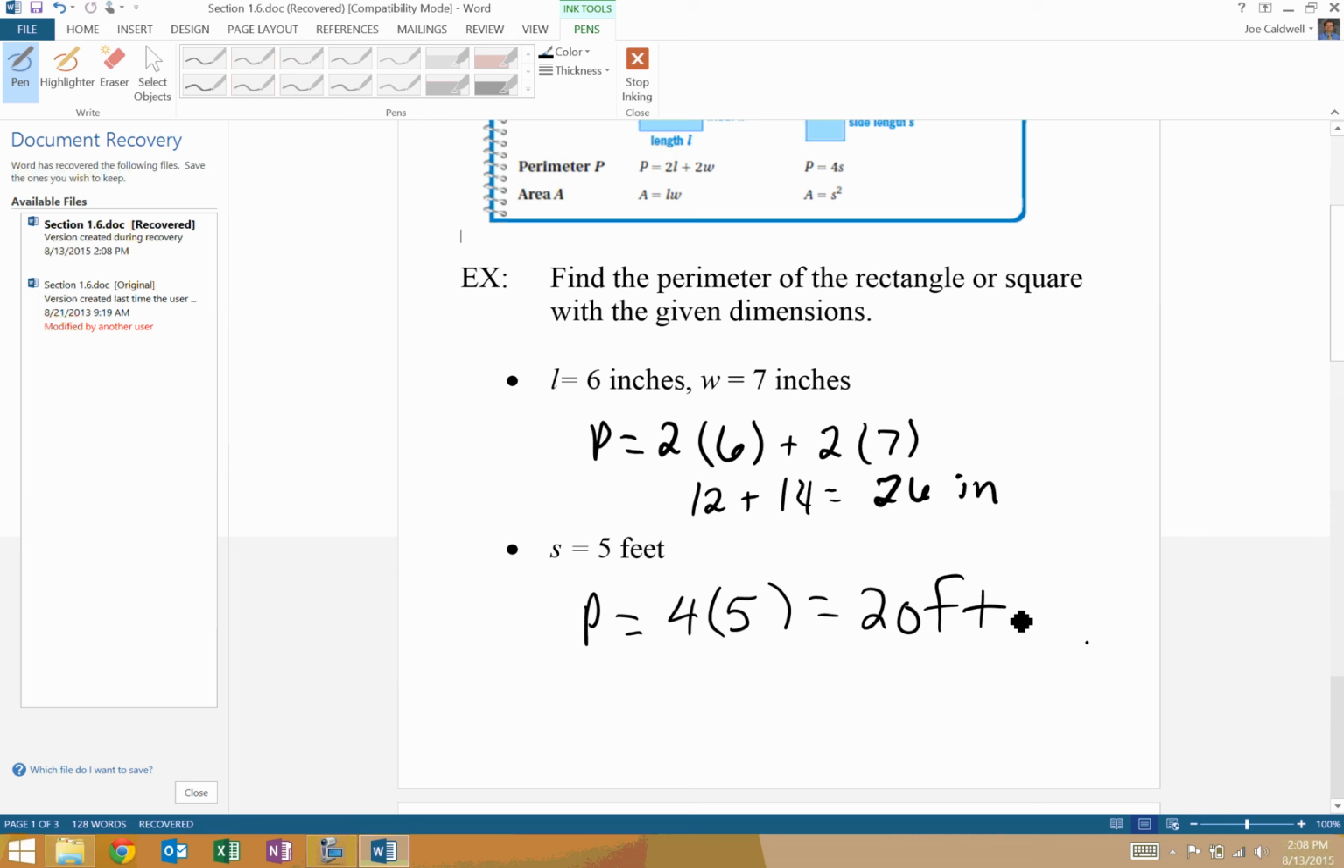That's perimeter. We're going to plug it in. Remember, 2 times the length because there's 2 lengths in a rectangle. 2 times the width because there's 2 widths in a rectangle.